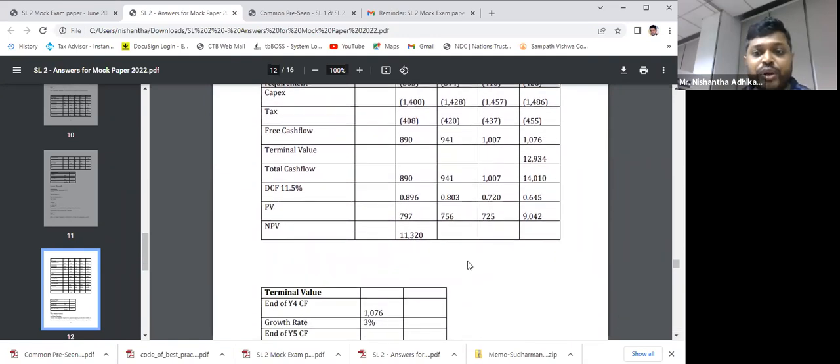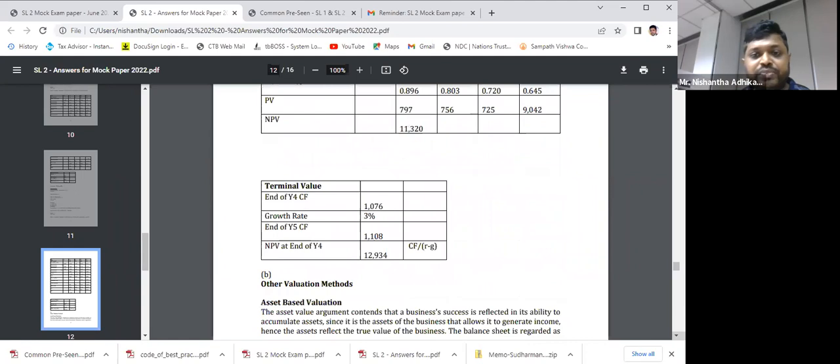NPV 11,320. This is how they have computed the free cash flow basis valuation. You have evaluated both options and both have positive NPVs. Similar computation, therefore, no need to discuss it again and again. Right. Then these are the valuations based on free cash flow basis.